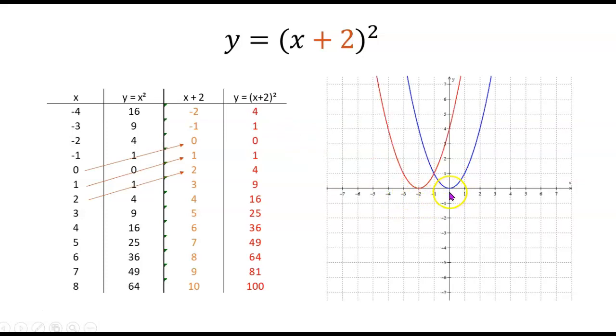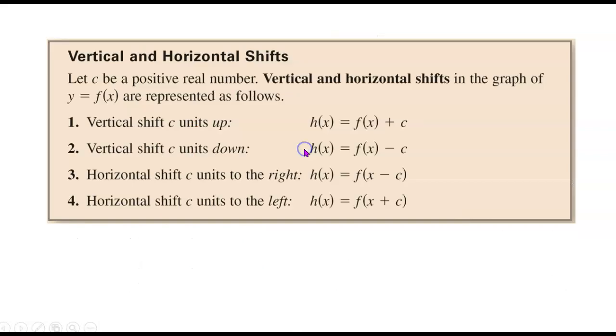The point that used to be at 0, 0 is now at -2, 0, because x has to be -2 in order for x plus 2 to be 0. So this summarizes these kinds of vertical and horizontal shifts that we've been talking about.